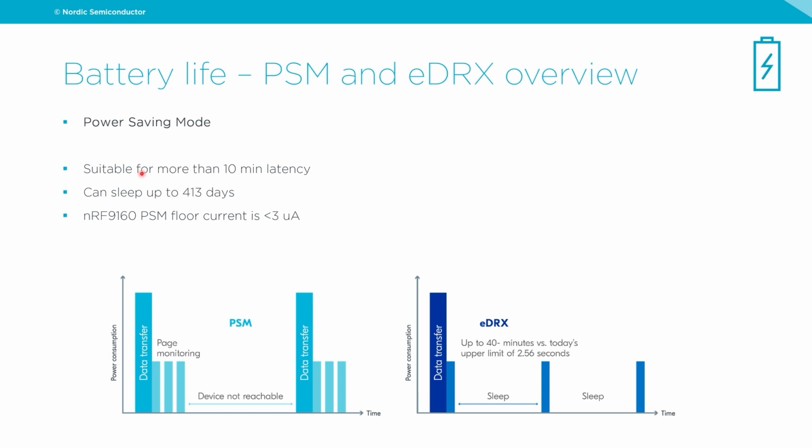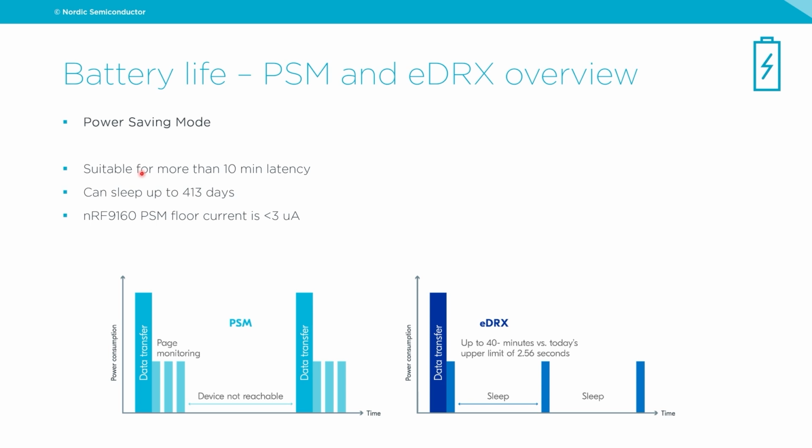And this means that you can spend long periods of time where your power consumption is essentially just the PSM floor current on the NRF 9160 as an example, which is under 3 microamps. So if you consider your use case, and yes, it is true that when the radio is active, the peak currents can be high, and they will be higher than other LPWAN technologies.